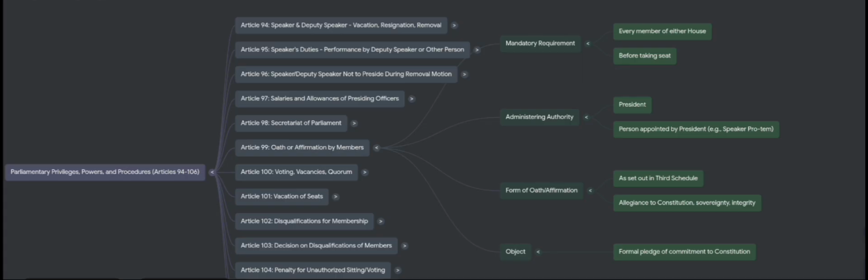This ensures the constitutional sanctity and seriousness of the oath-taking process. And what exactly are they swearing to? What's in the oath itself? Is it just a formality? Oh, it's far from just a formality.